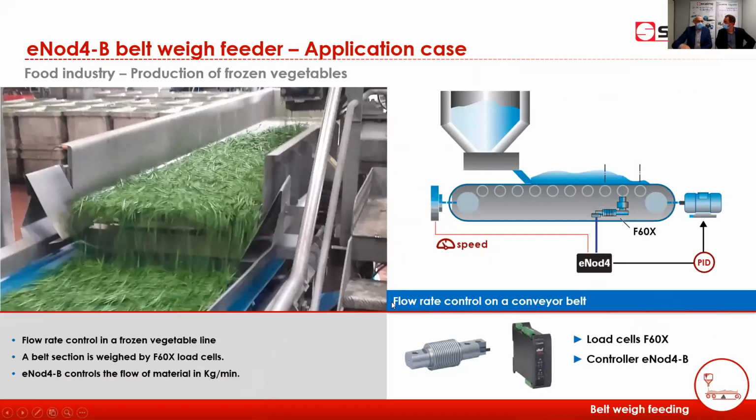So one application case, very quickly, a typical application in production of frozen vegetables. For this type of production, from when the vegetables arrive in the production, we have to regulate very carefully the flow of vegetables during all the process of washing, for example, and after for the freezing of vegetables. Yeah, thank you, Olivier.